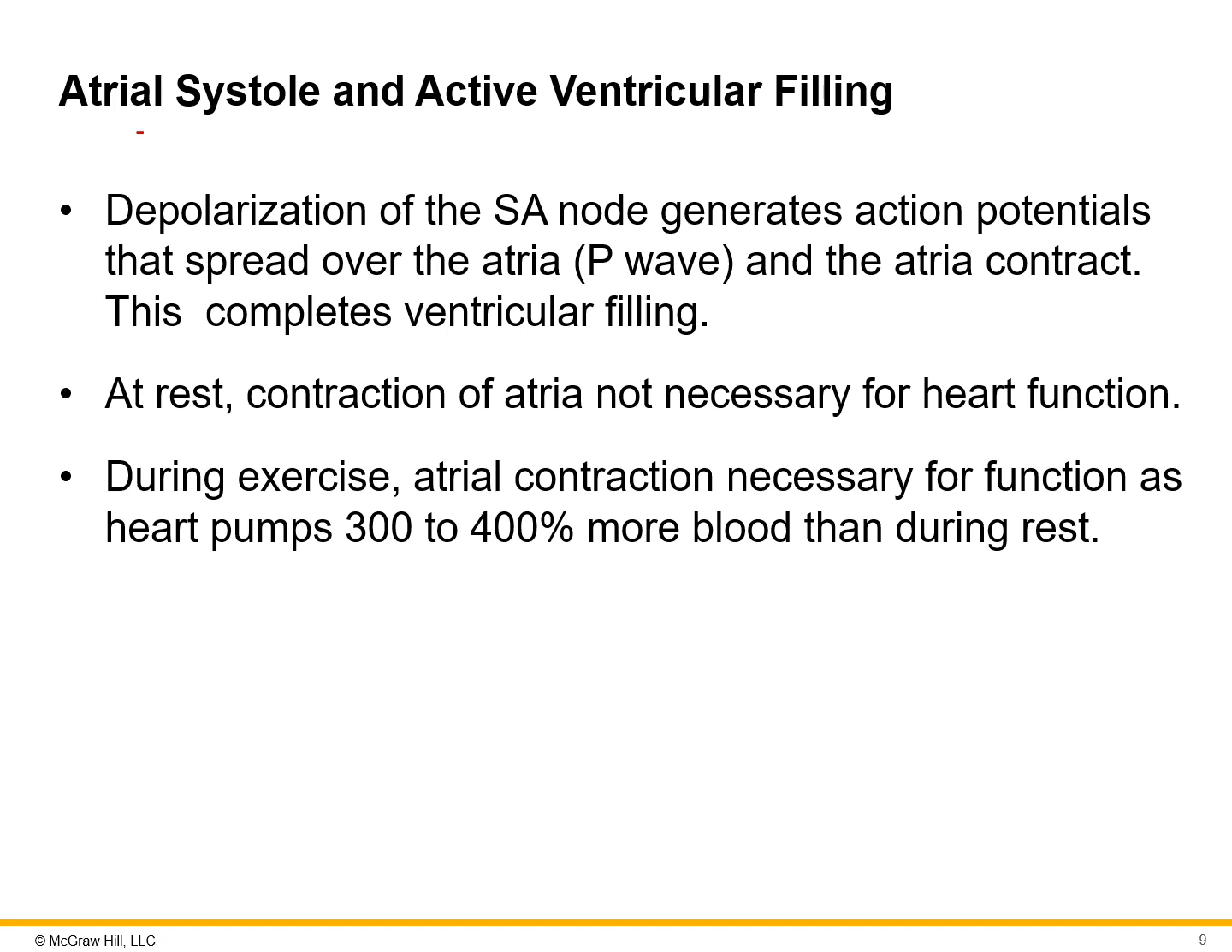So that's atrial systole and active ventricular filling. Again, depolarization of the SA node generates the action potentials that spread through the atria. That's the P wave of the ECG, and the atria contract. That completes the ventricular filling. So there's some passive filling at the beginning, but we get this complete active filling.